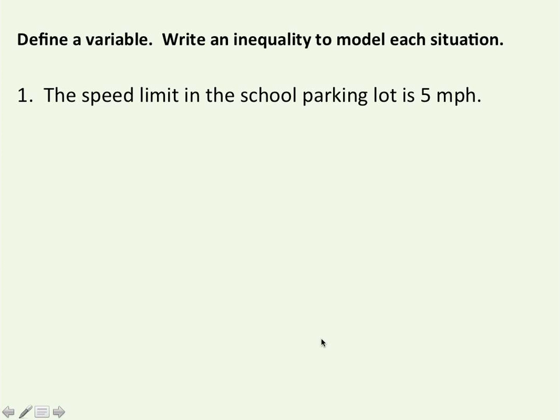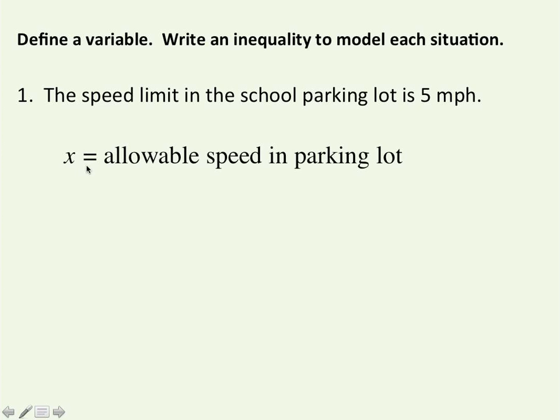All right, last part. Write an inequality. School parking lot speed limit 5 miles an hour. Define your variable. Okay, so what they're asking me for is the speeds I'm allowed to drive. So x is the allowable speed in the parking lot. I can drive 5 miles an hour. I can drive 4. I can drive 3. I can drive anything smaller than 5. So x is less than or equal to 5 because I could do 5. Can't do 6. Can't do 10. But I can do less than or equal to 5. Those are the allowable speeds.